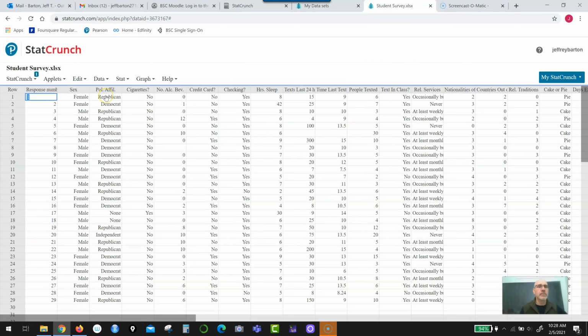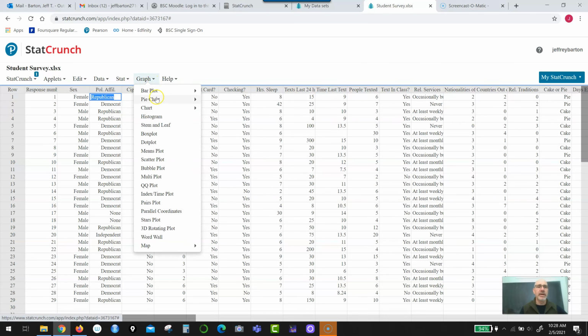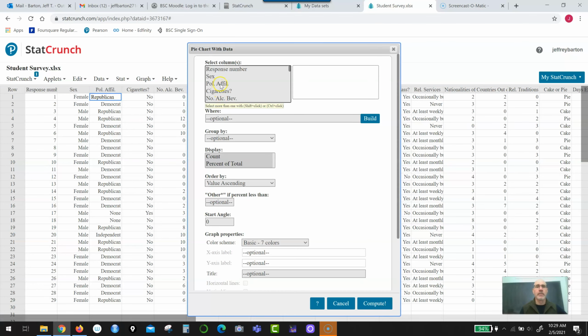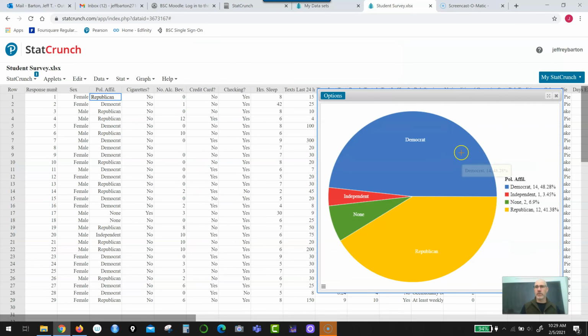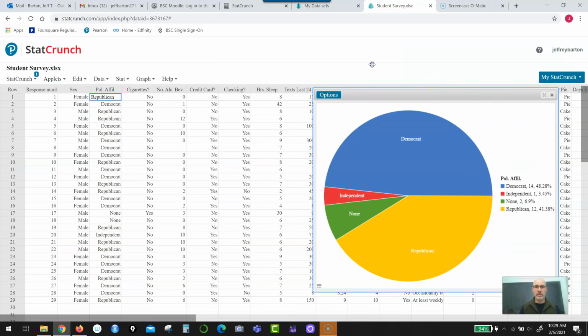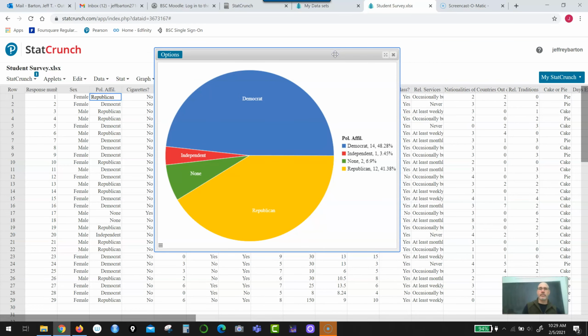Let's look at another one. So political affiliation. If I go to graph, pie chart with data, and select political affiliation, then we get, again, a list of all the categories, Democrat, Independent, None, or Republican, and then the frequencies and relative frequencies for each. 14 Democrats in the sample, that's 48.28%.